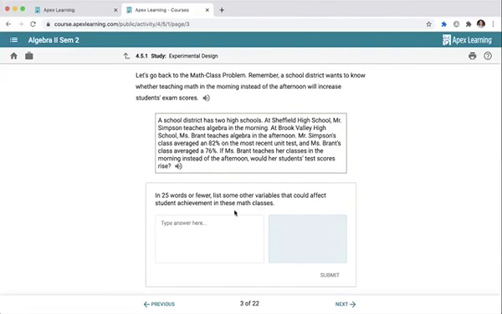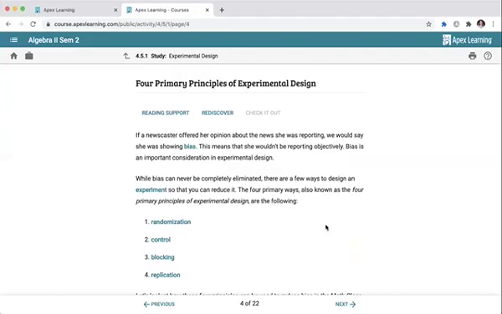All right. Now, some other variables that could affect student achievement in these math classes are a lot, right? So like, what's the type of material? What kind of students do they have? Do they have longer class periods than other classes? Do they get a cheat sheet, right? How long do they have to study? All of these different types of variables can come into play.